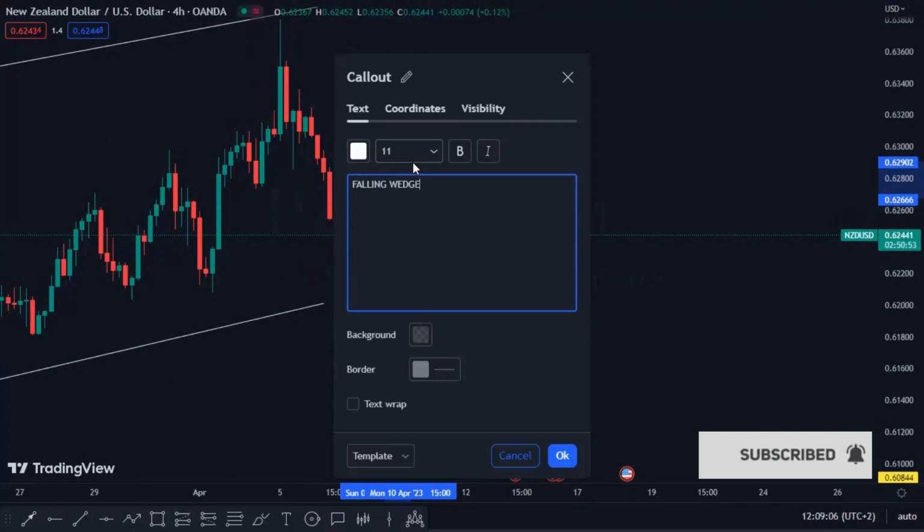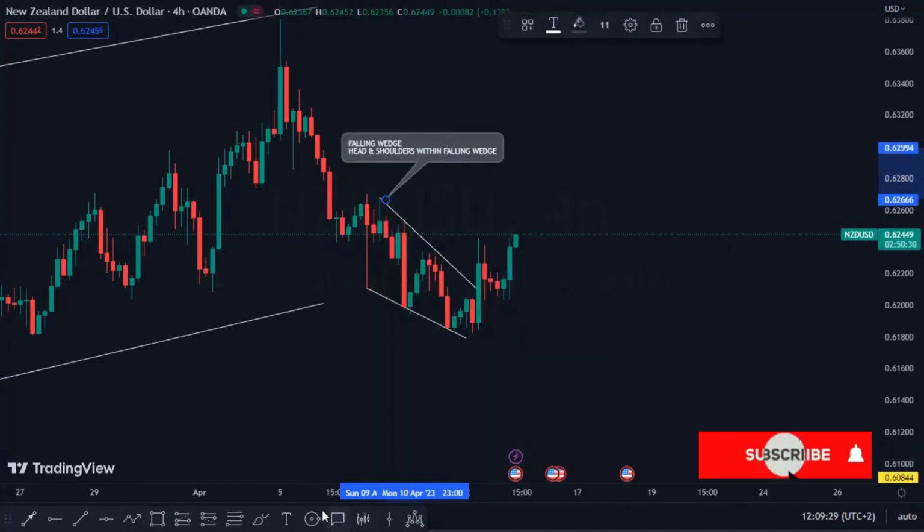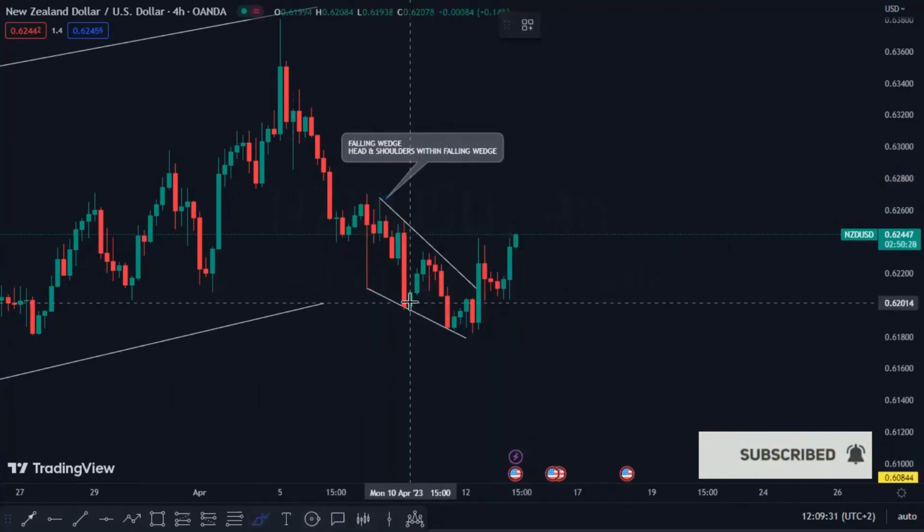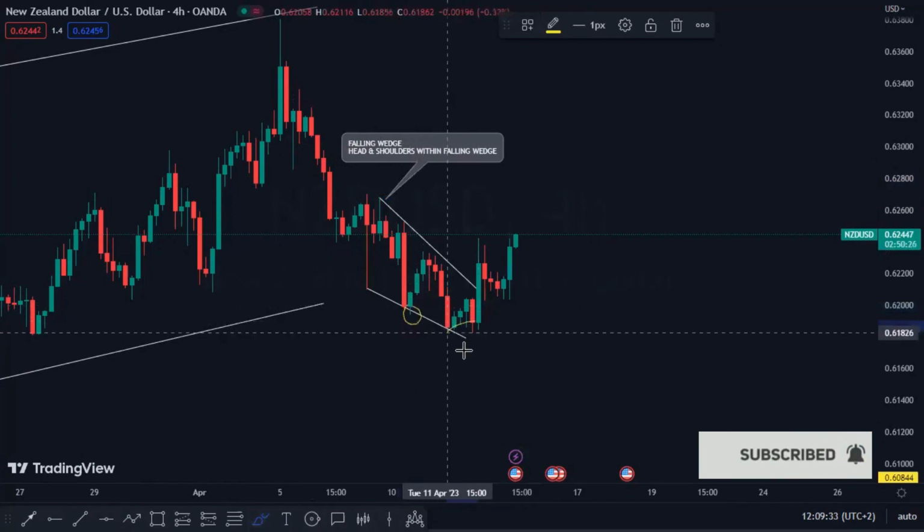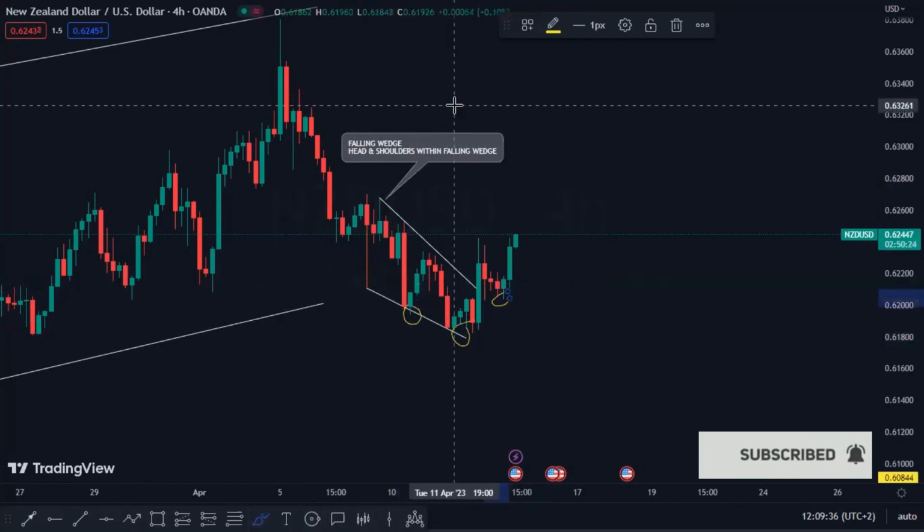And within the falling wedge, obviously, we have a head and shoulders pattern. Head and shoulders within falling wedge. Yes, this is how I'm gonna put it. Head and shoulders within falling wedge, because you can see we had our left shoulder there, our head, and this is our right shoulder.